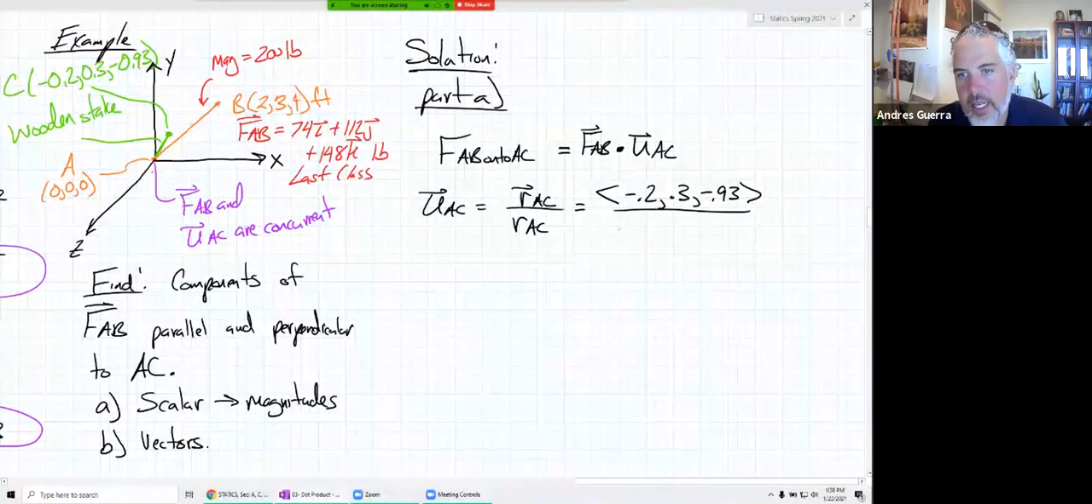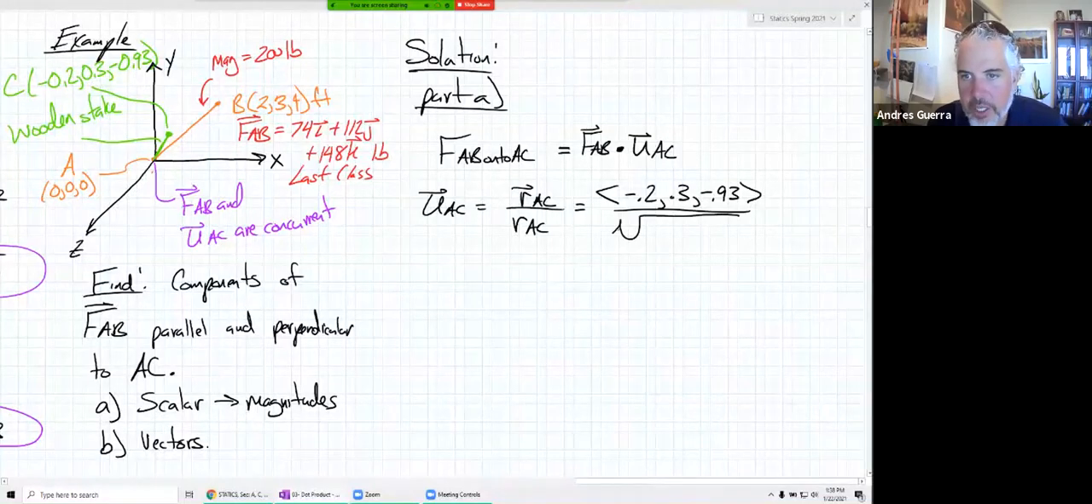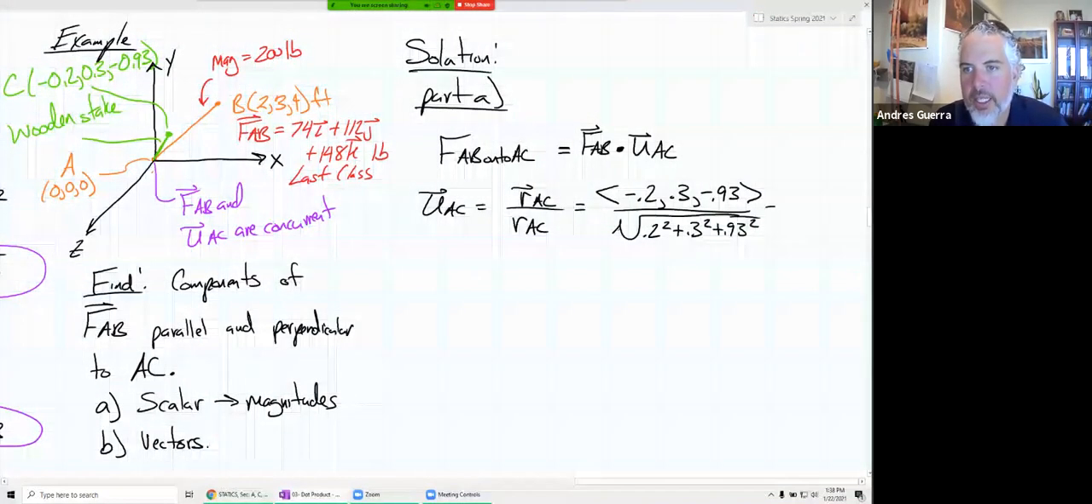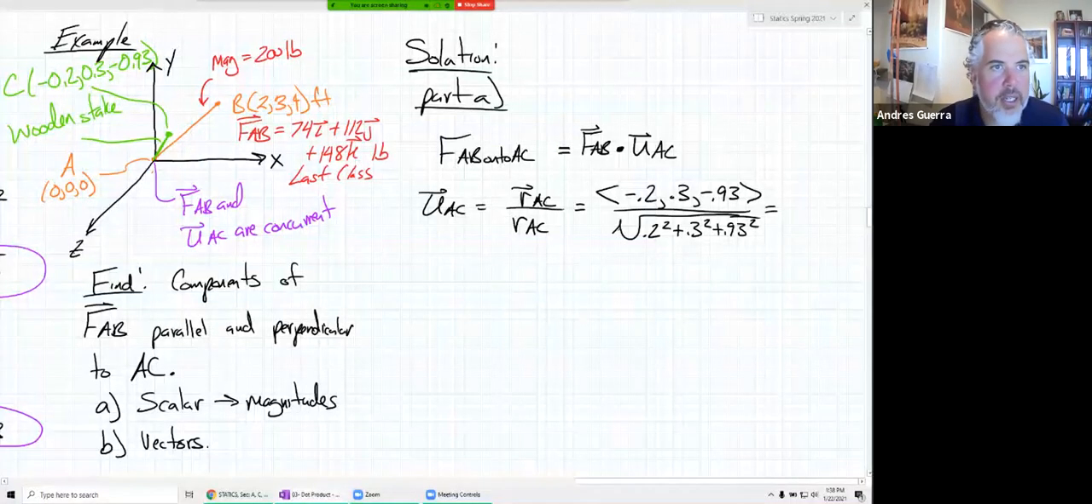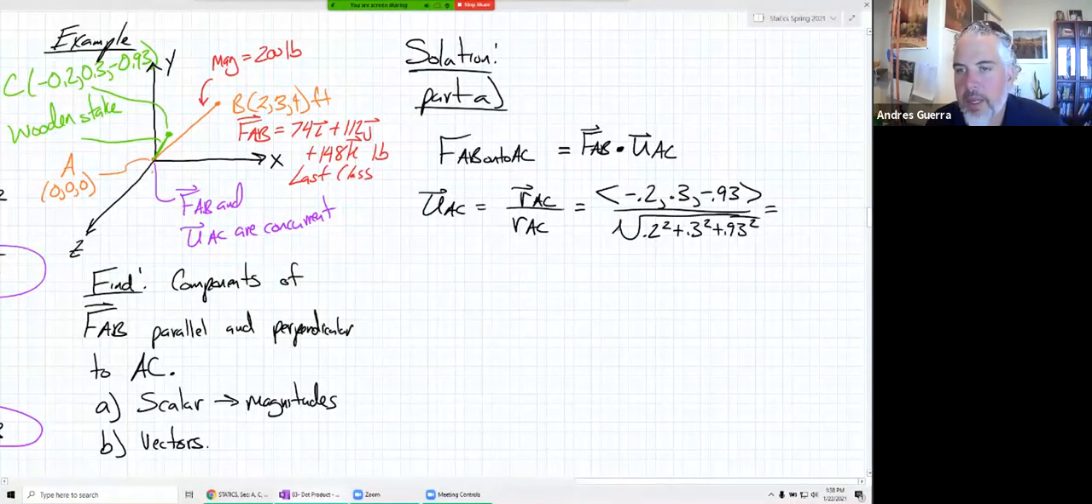And then the magnitude would be 0.2 squared plus 0.3 squared plus 0.93 squared. Now, I told you all before that these are all in feet, all our units here are in feet. I told you that the length of our stake was 1, so what should be the magnitude of the unit vector?